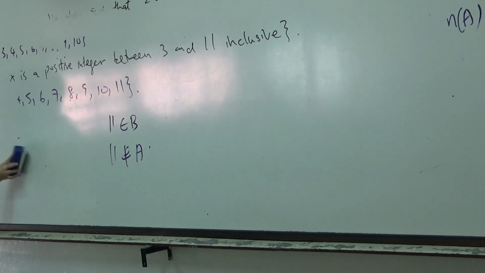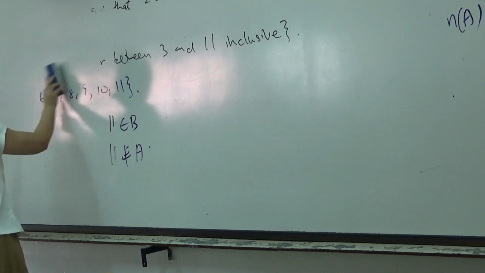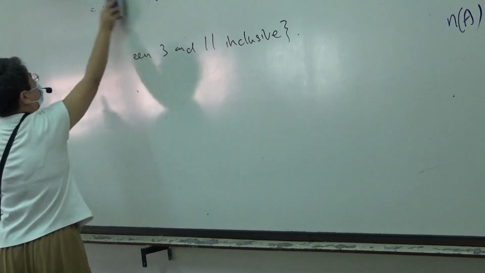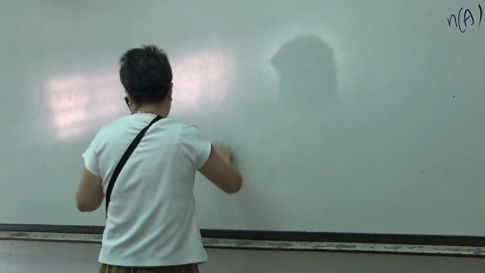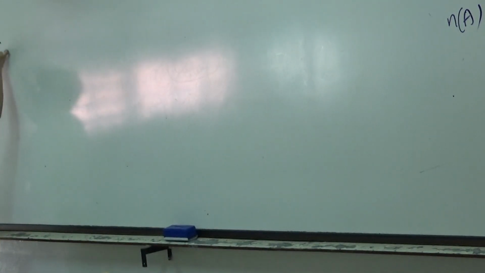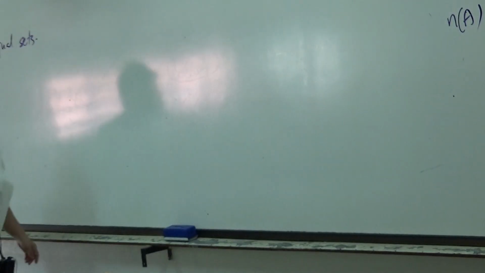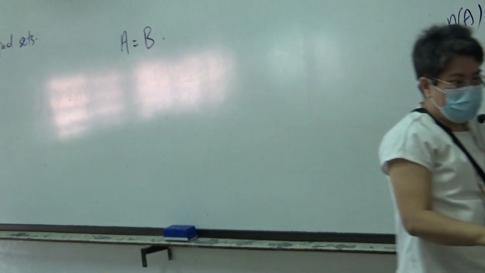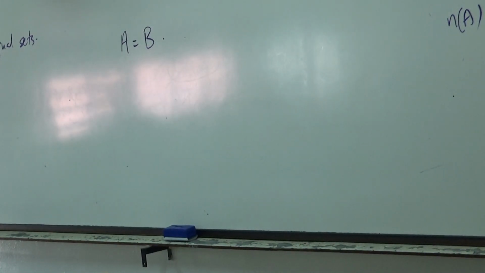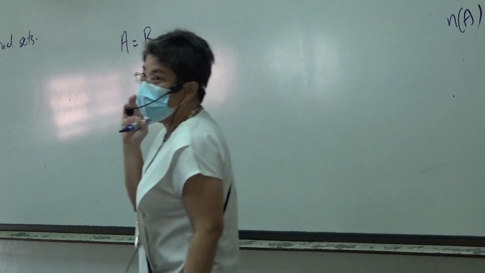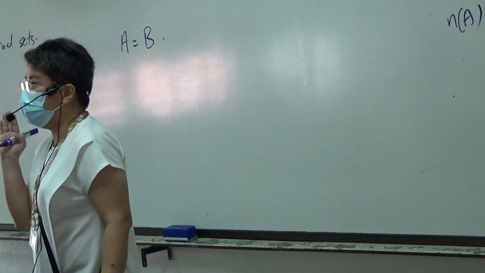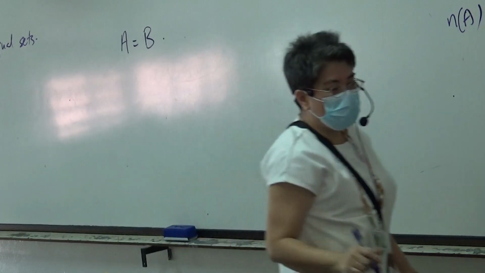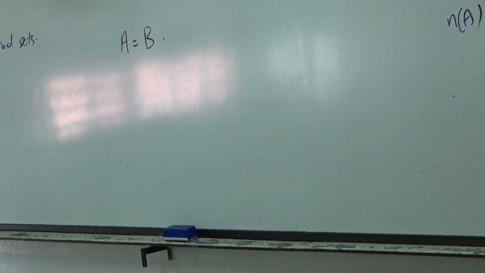What do you mean by equal sets? Now, two sets are equal. Set A equals set B when they have exactly the same elements. Understand? When they have exactly the same elements. What do I mean by that? Can you look at page 5? Two sets A and B are equal if they contain exactly the same elements. And we write A equals B.